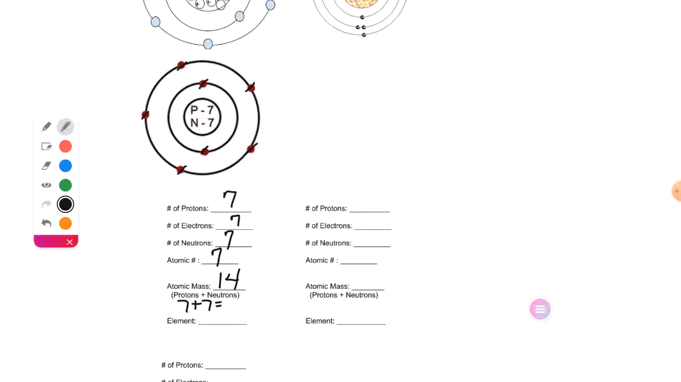Now, the only thing we have to look at the periodic table for this one is to figure out what element is here. Lexi, how do you know? Which one of these numbers tells me where to go on the periodic table? I know, but which label? The atomic number. Yep, so this is nitrogen.